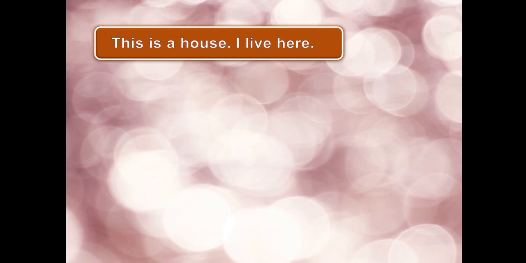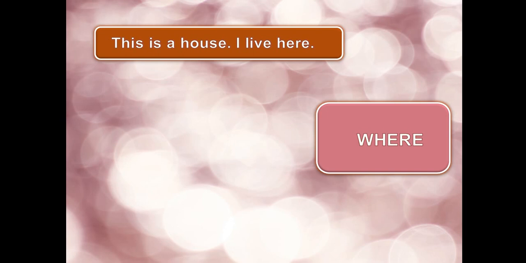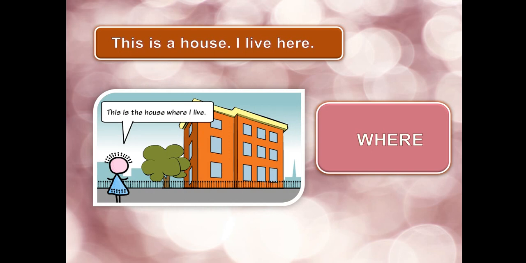This is a house. I live here. Here I am talking about the house as a place where I live. So if I want to link these two sentences, I will use the relative clause where, because I am talking about a house as a place. So I'll say, this is the house where I live.